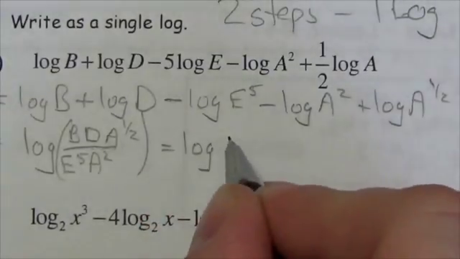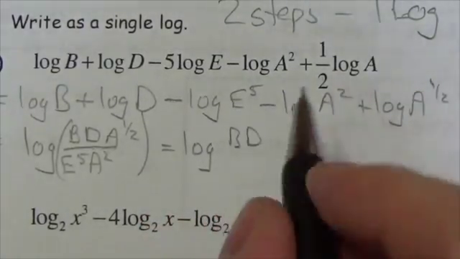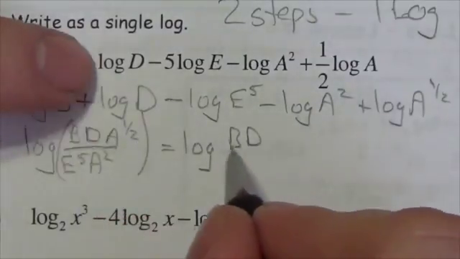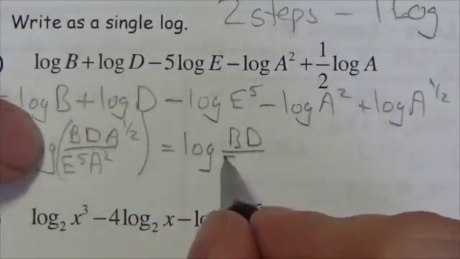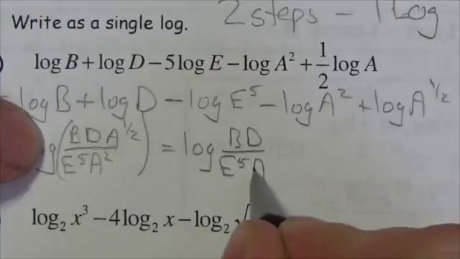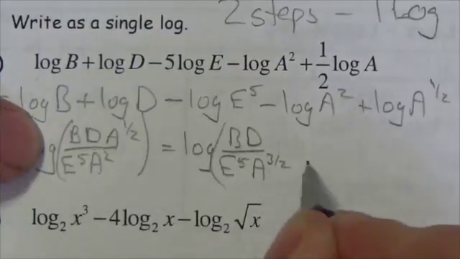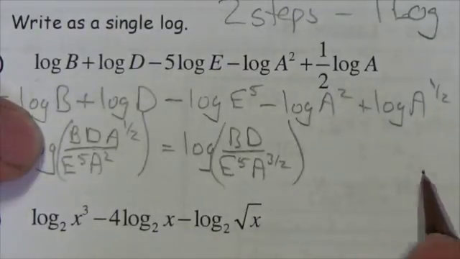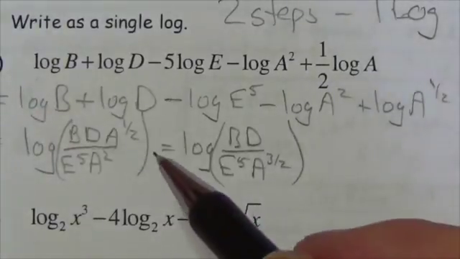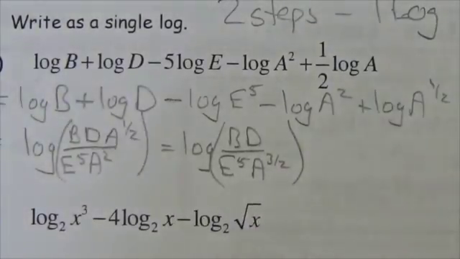And now my last step here is really just to clean this up a little bit. I got an a to the 1/2 in the numerator, a squared in the denominator. That's going to be a to the 3/2 down in the denominator when I simplify those exponents, right? So I subtract them and move that down.